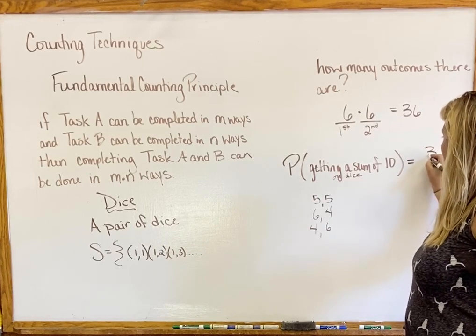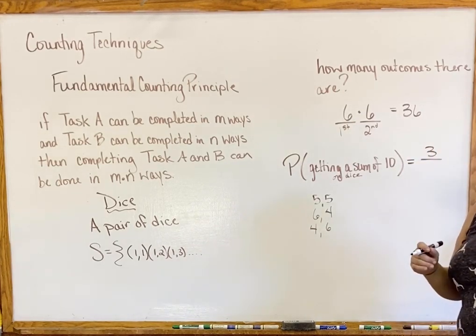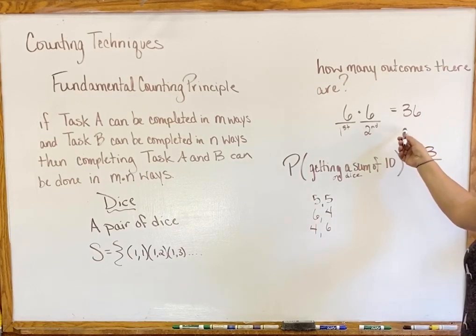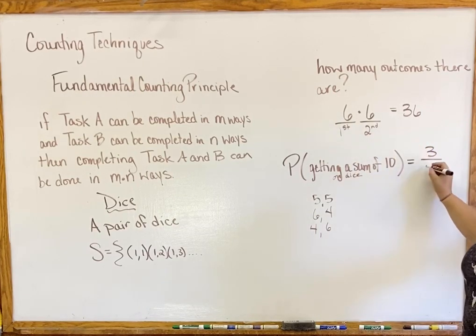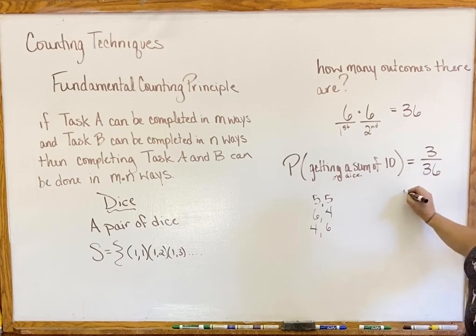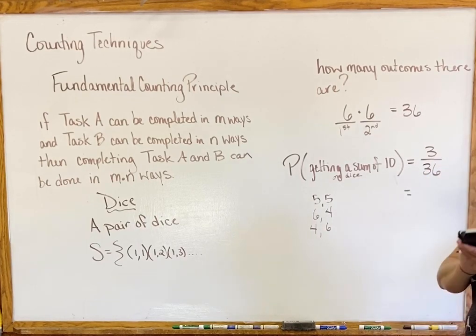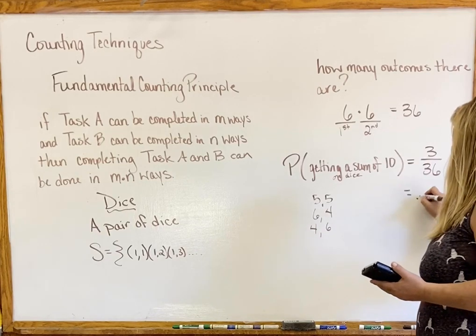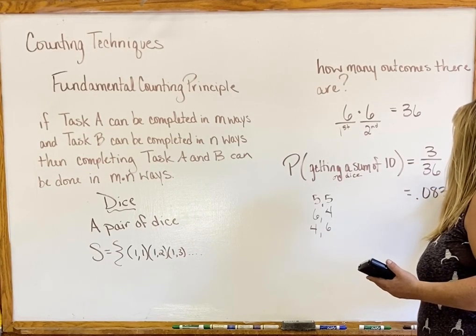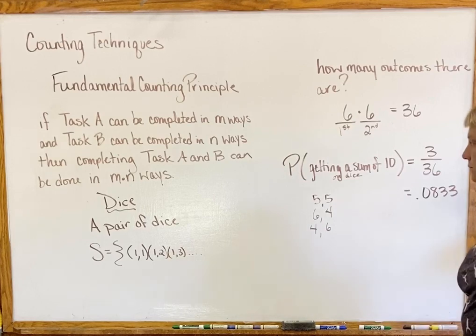So that means there's 3, but then we need to divide it by the total, and we now know that there are 36 different outcomes. And 3 divided by 36 is 0.0833. So if you're playing Monopoly or whatever and you want to get a sum of 10, there's an 8.33% chance that that's going to happen.